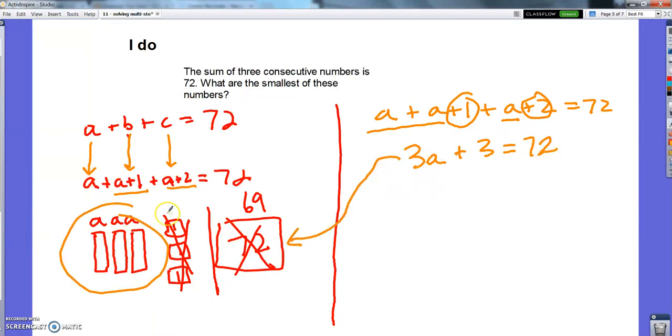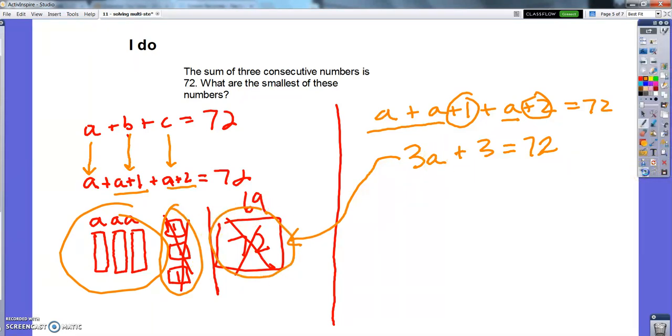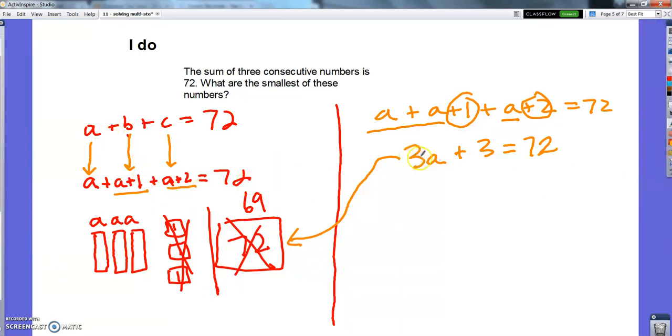3A plus 3 equals 72. So we already drew it that way before. I already combined my like terms. I just never wrote the equation that way yesterday.